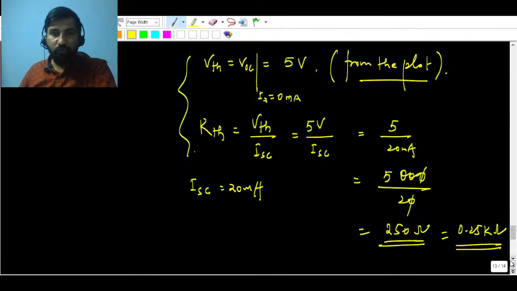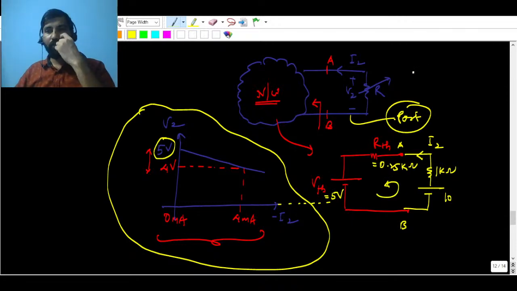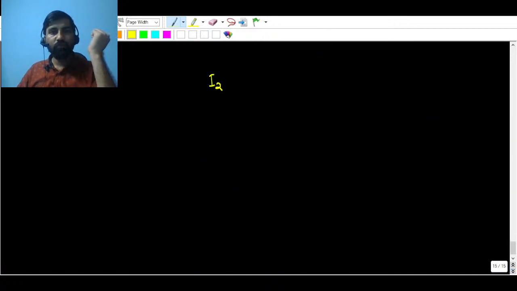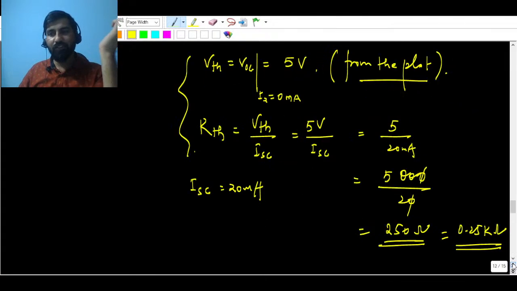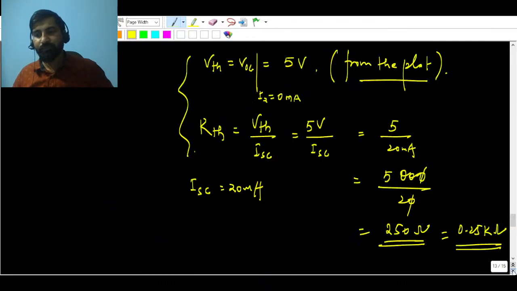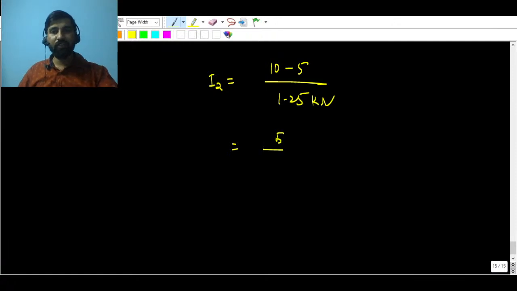So now what we can do here is we can plug everything in, right? Getting back to the circuit, RTH is 0.25 kilo ohm and this guy is 5 volt, right? So now you can calculate I2. I2 will be equal to, just by applying KVL or directly, 10 minus 5 upon 1.25. It will be giving you in milli, that is 5 upon 1.25 milliampere.